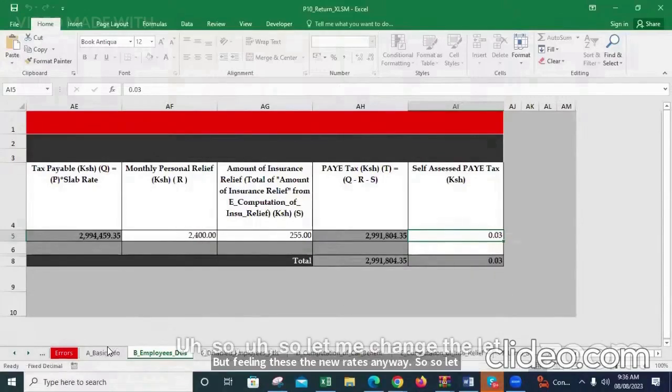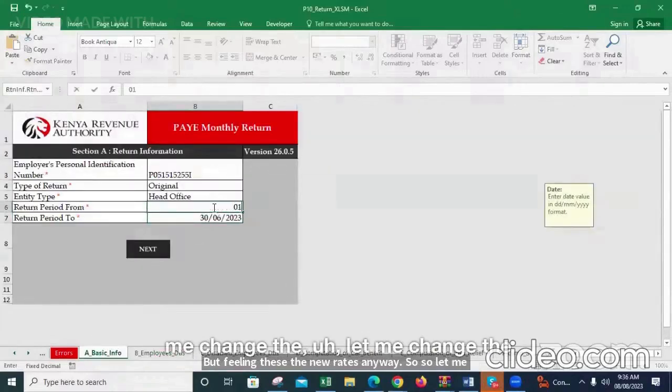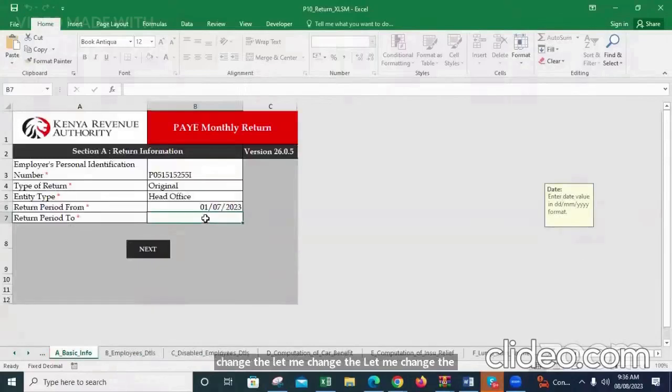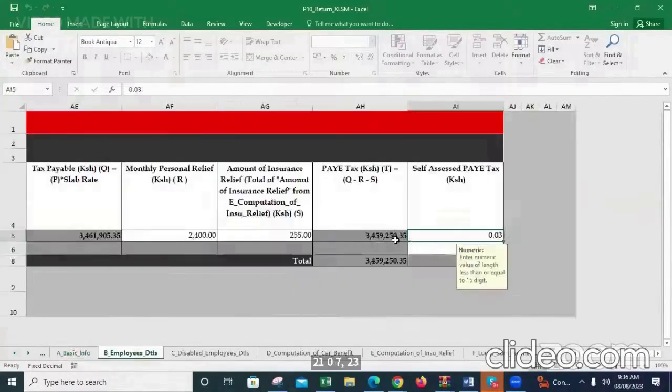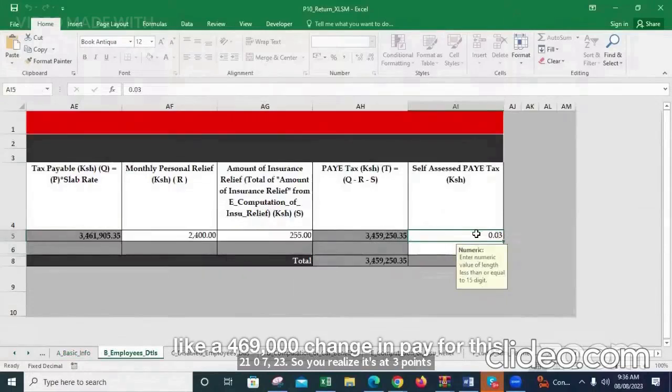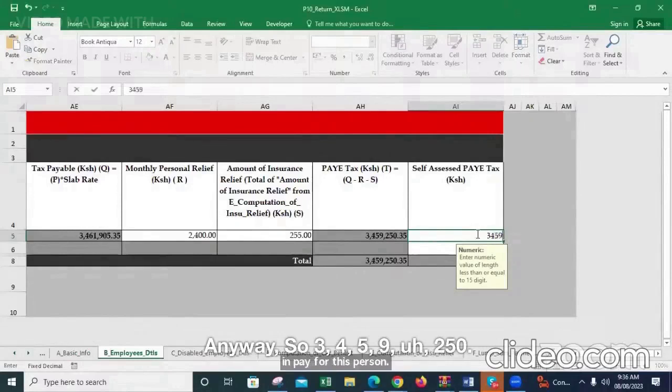So let me change it to 31/07/2023. You realize it's at 3 point. That's the big difference, by the way. It's like a 469,000 change in PAYE for this person earning 10 million. Anyway, so 3,459,250.